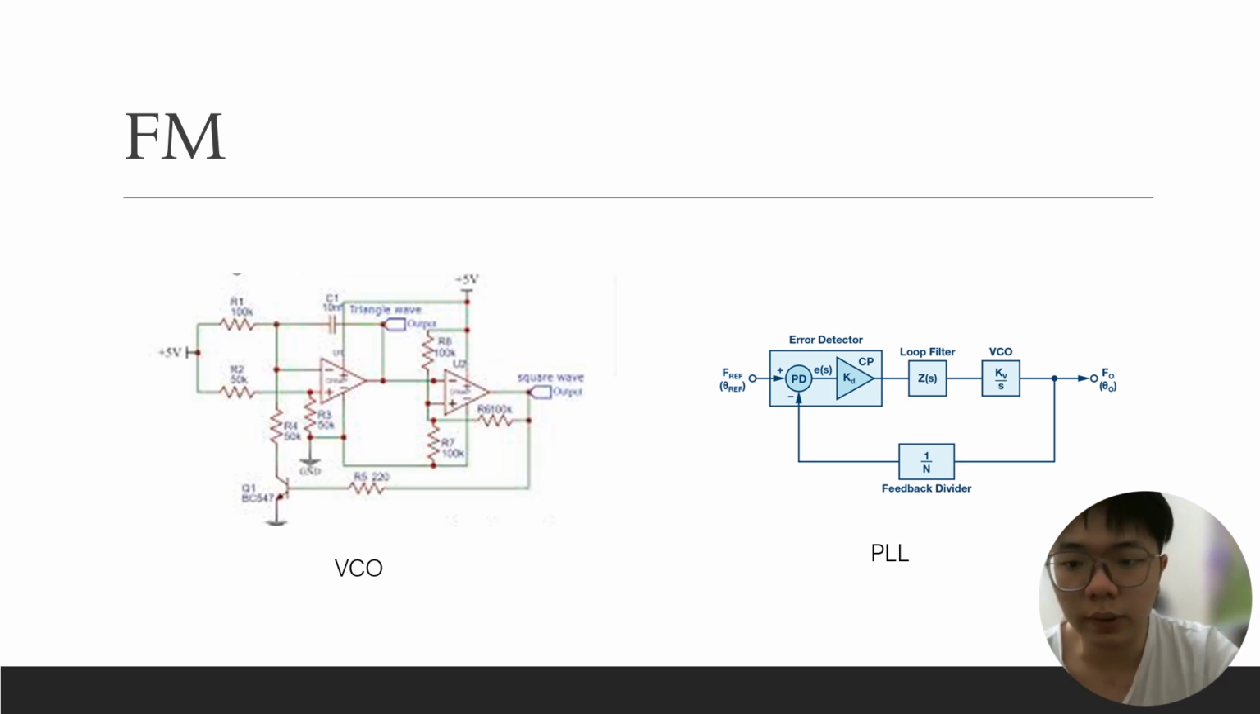Next is the PLL demodulator. A phase locked loop demodulator tracks the frequency and phase of an incoming signal to create a demodulated signal.